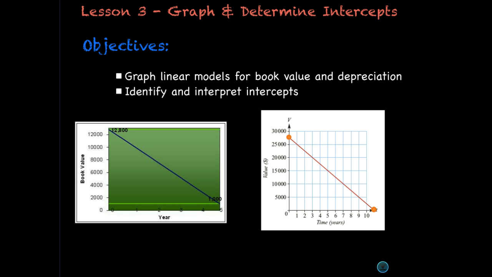Now remember that our intercepts are where the line hits the y-axis, that would be our y-intercept, and then where the line hits the x-axis, such as right here, that would be our x-intercept. Notice this graph, the line does not hit the x-axis. Can you remember why that would be?